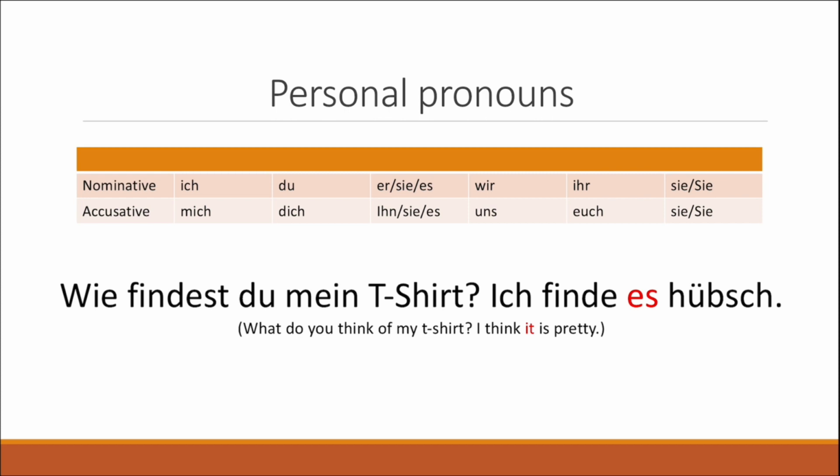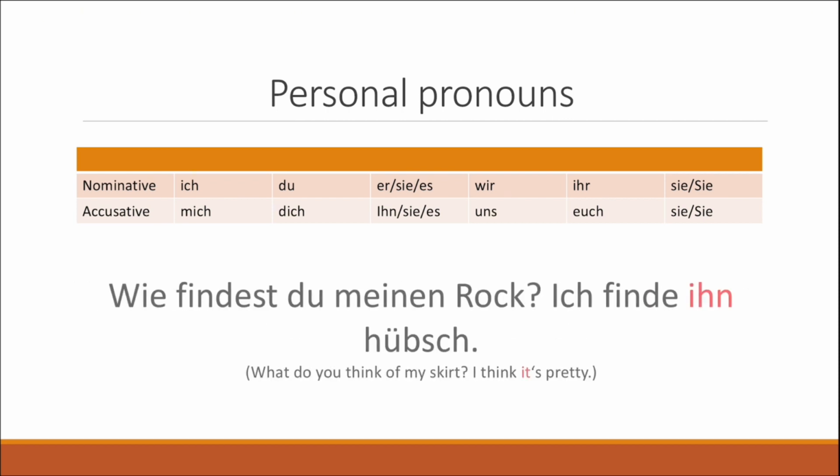In this case, we're using es because T-shirt is neuter, and because we have an accusative, because es is going to be the object of the sentence, we're going to use es. In the second case, we're talking about a skirt, or in German, ein Rock. Rock is masculine. So if we would like to build the personal pronoun for the accusative case by saying I think it is pretty, you would say ich finde ihn hübsch, because ihn is the object in this case, and we're using ihn because we have a masculine noun.